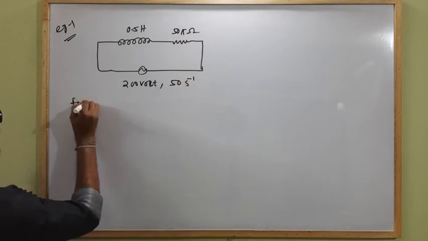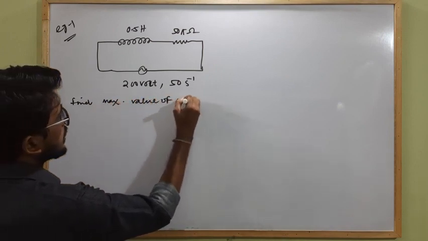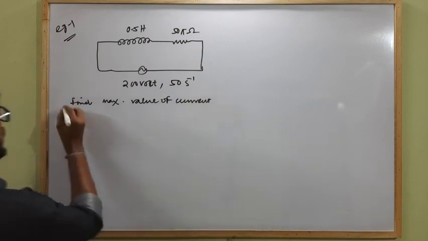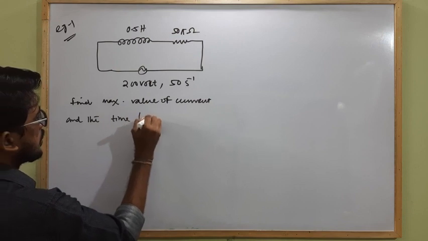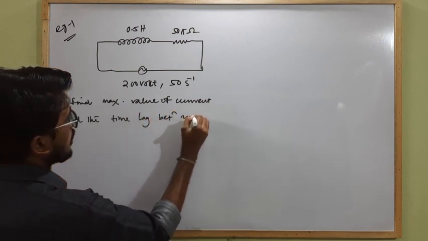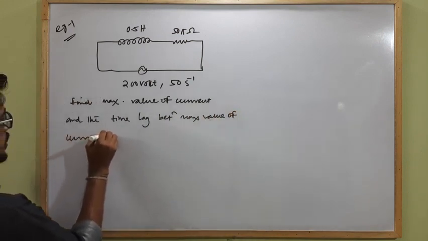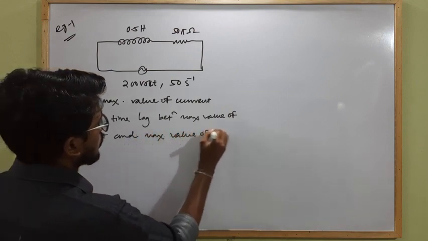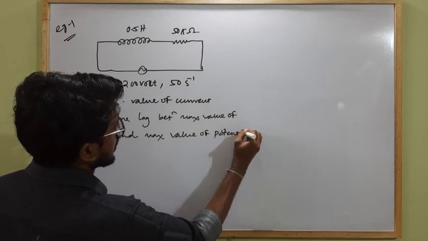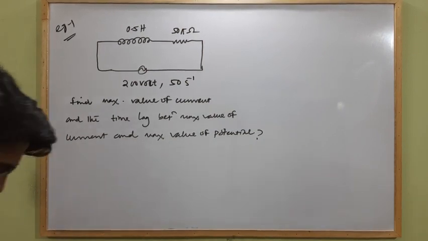So find the maximum value of current and the time lag between maximum value of current and maximum value of potential. Okay, so how we can solve this?